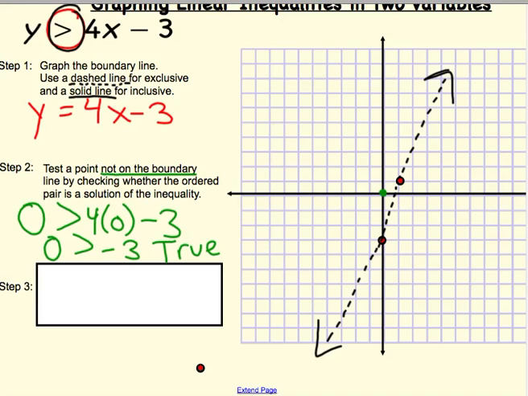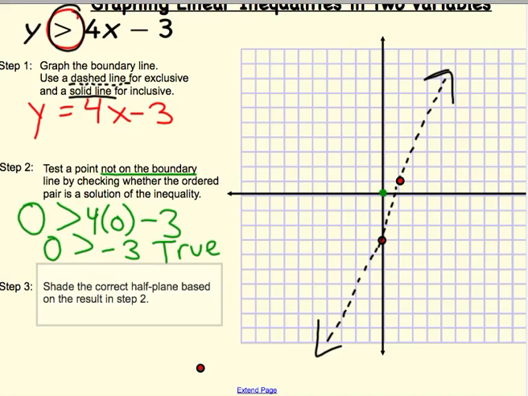So this 0, 0 is a solution. And my last step is to shade the correct half plane based on the result in number 2. So what happens here is I have two options. I can either shade on the left side of the line or on the right side of the line. And what happens is, since the test point that I used was correct, I'm going to shade on that side.